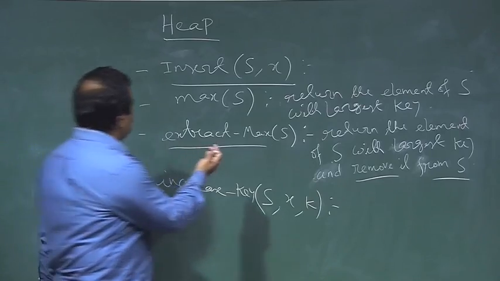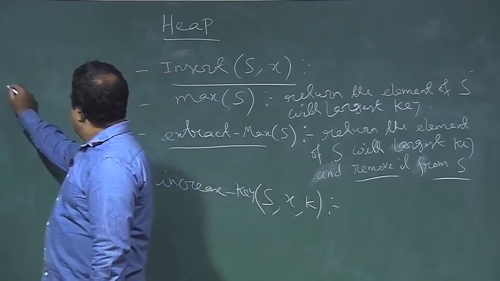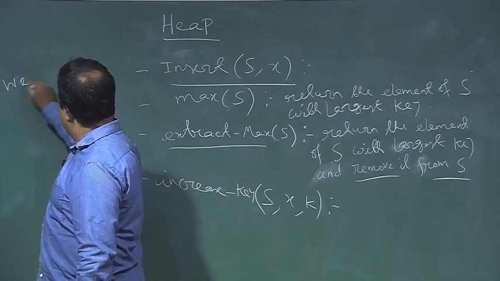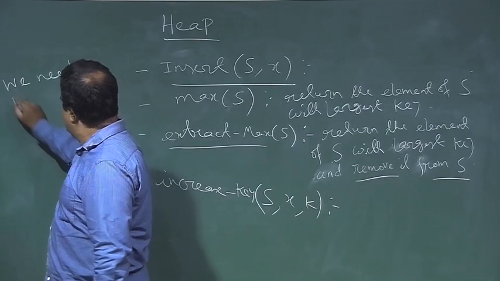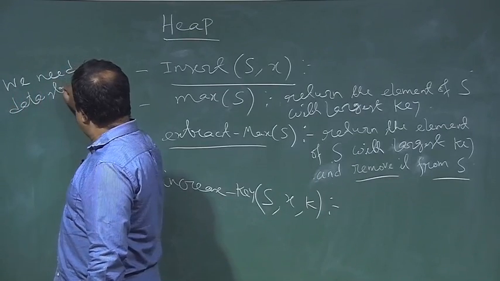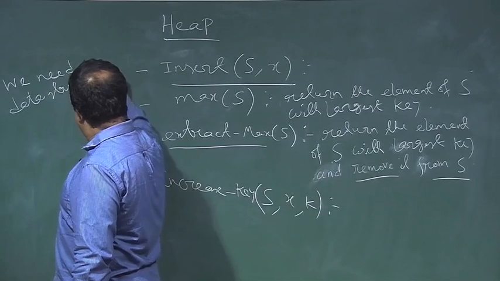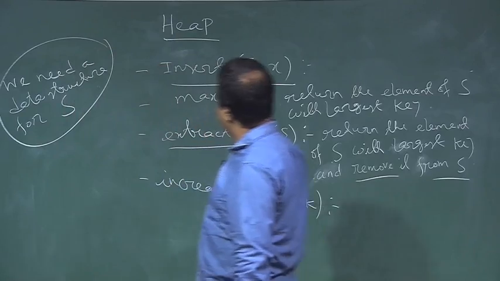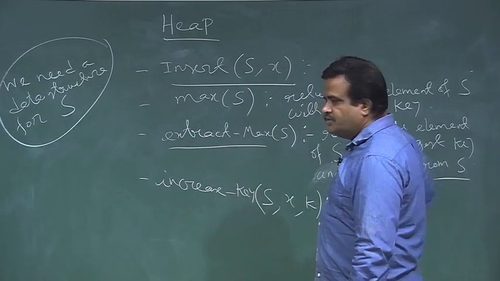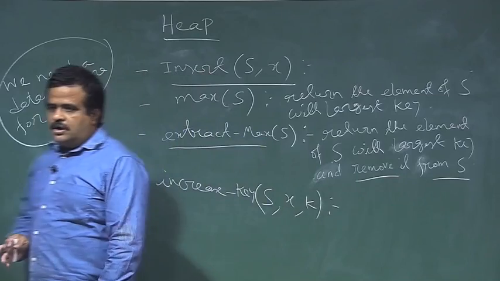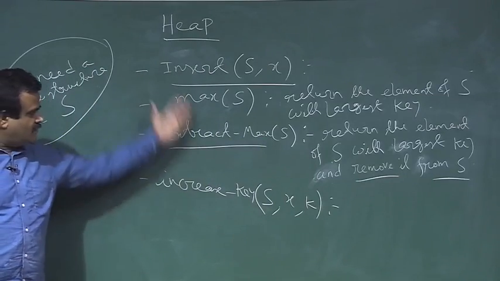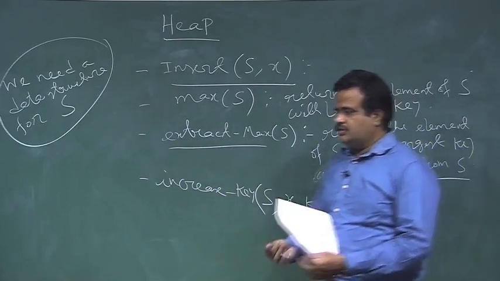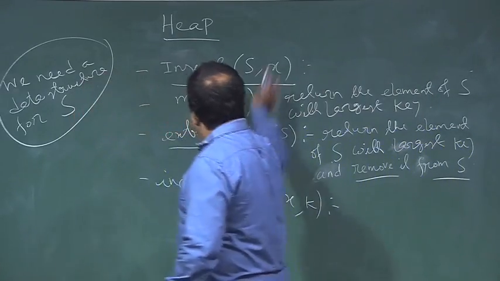Now, we need a data structure for S. That is our goal. This is called priority queue implementation. So, we need a data structure for this S so that we can perform this type of query. For that, heap is the data structure which we are going to introduce for this purpose.